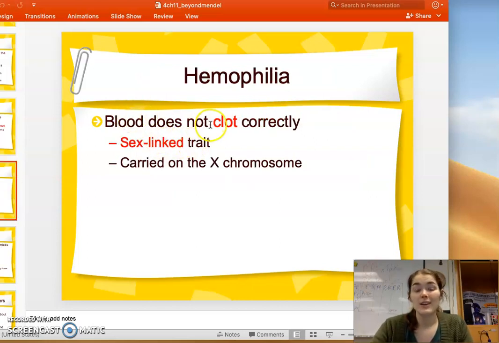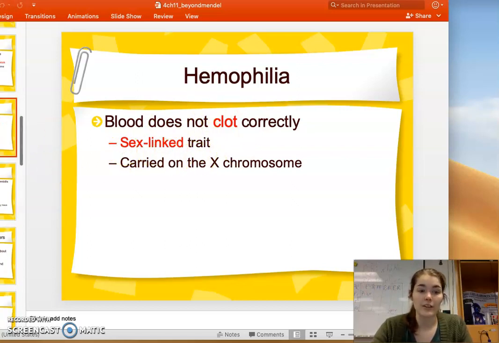Hemophilia, where blood does not clot correctly. This is definitely a sex-linked trait carried on the X chromosome. So it's a clotting disorder, meaning if you get a cut, you could bleed a lot from something like a tiny paper cut.